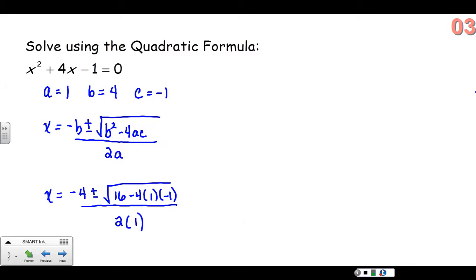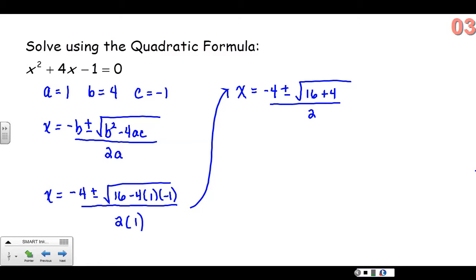So I'm going to take that up and we're going to work that out a little bit further. So x equals negative 4 plus or minus the square root of. Now if I work the stuff out correctly with the order of operations underneath the radical, I have 16. Then this is all multiplied together. So negative 4 times 1 times negative 1, that's going to be positive because of the two negatives. So we're going to actually add 4. 16 plus 4, all over 2. So negative 4 plus or minus the square root of 20 all divided by 2.